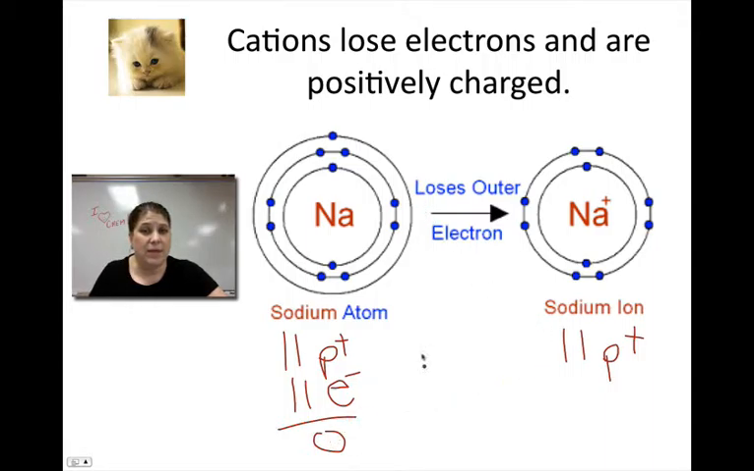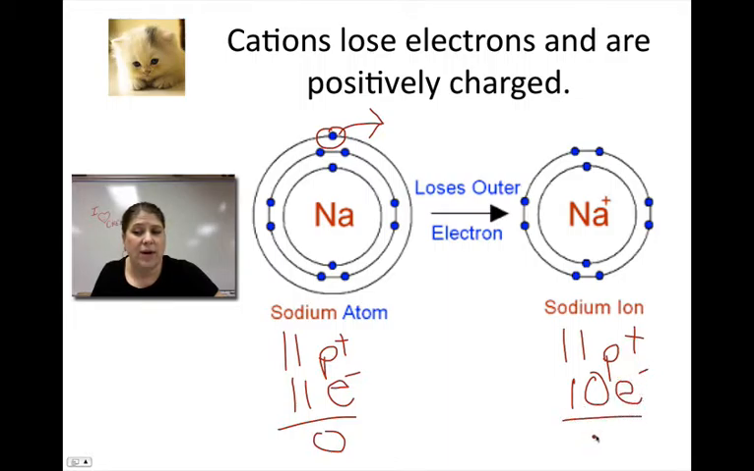But what happens here is that this sodium is going to lose this valence electron. When it does that, its charge is going to change. It still has 11 protons, 11 pluses, but now it's only going to have 10 electrons. When it only has 10 electrons, it now has a positive 1 charge, because there are more protons than there are electrons.